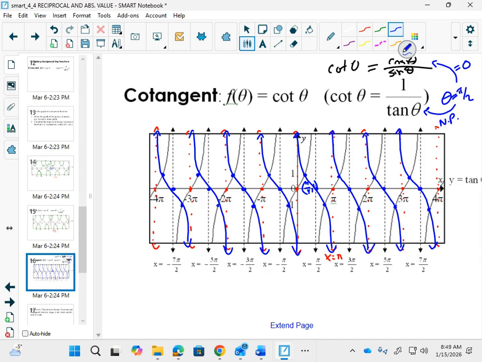So the cotangent graph is probably, of all the trig graphs, the hardest one. Because it follows most of the reciprocal rules, but not completely.